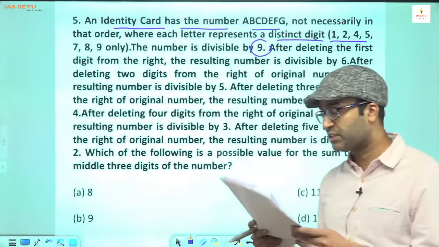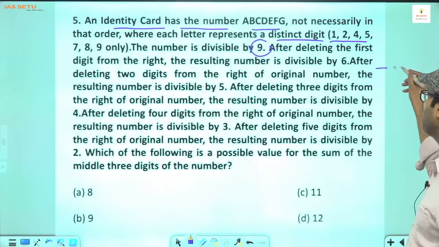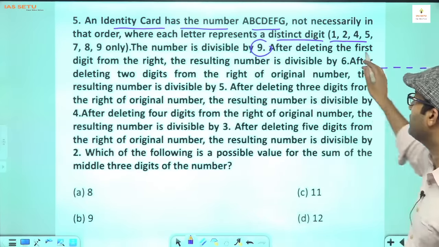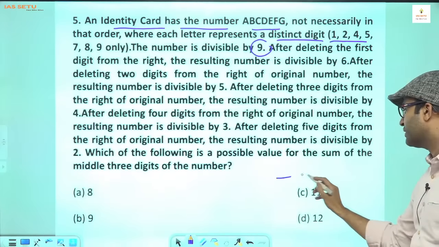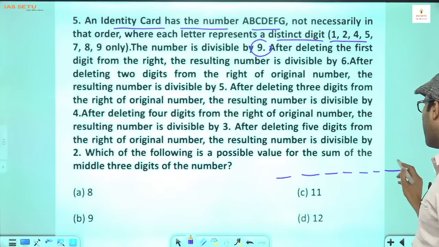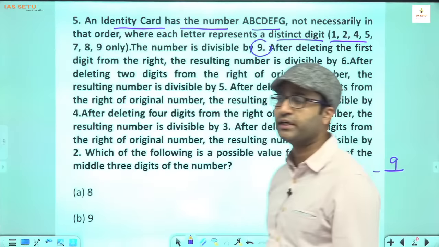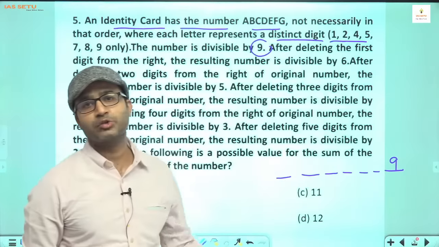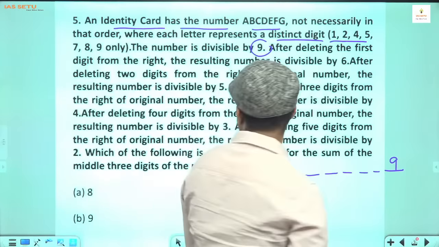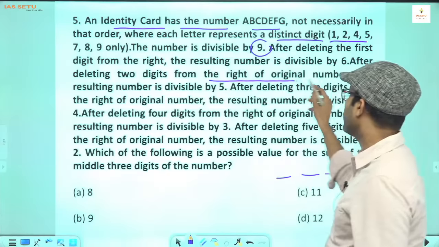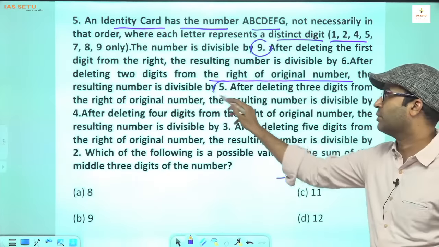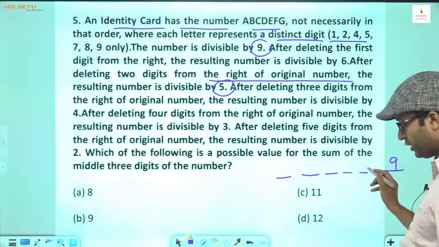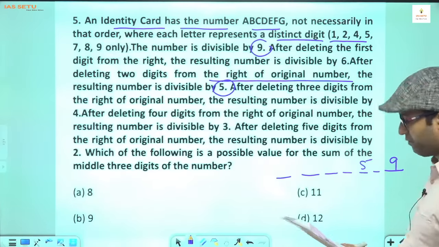After deleting the first digit from the right, the resultant number is divisible by 6. So if you see the combination, the rightmost digit has to be 9, because there is no other possibility to keep the divisibility of 9, and if you ignore the last digit, the complete number has to be divisible by 6. After that, deleting 2 digits from the right of the original number, the resulting number is divisible by 5. For divisibility by 5, it has to be either 5 or 0, but 0 is not there, so for sure this digit has to be 5.